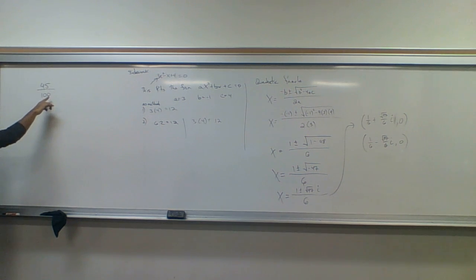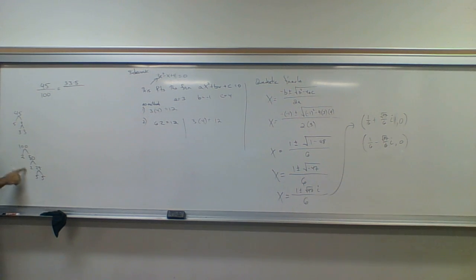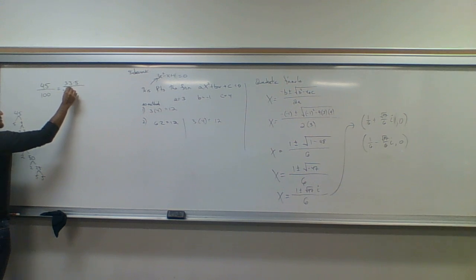The more formal way to do this would be to find the prime factorization of each one of these. That would be 5 and 9, which is 3 and 3. And then find the prime factorization of 100. So 100 is 2 times 50, which is then 2 times 25, which is then equal to 5 times 5. So the 45 is really a 3 times a 3 times a 5, and the denominator is really a 2 times a 2 times a 5 times another 5.